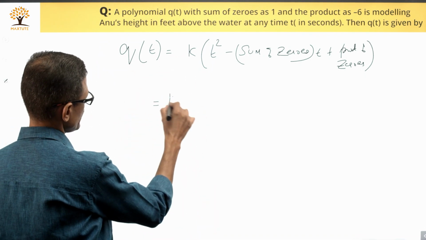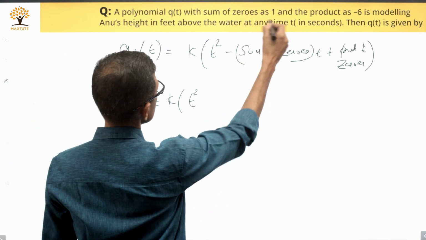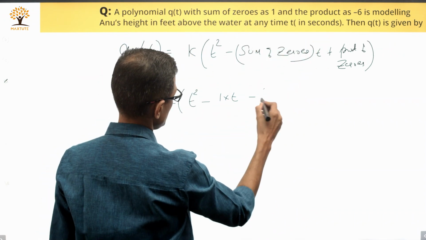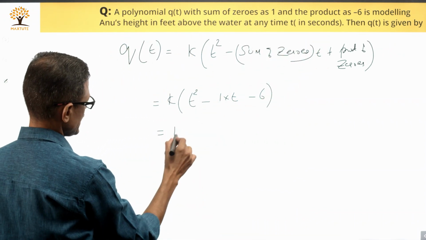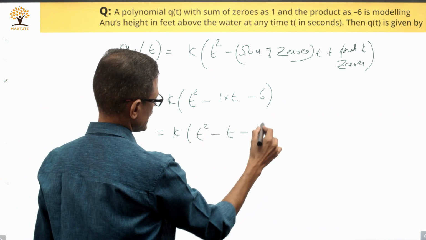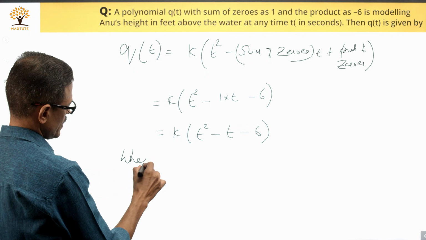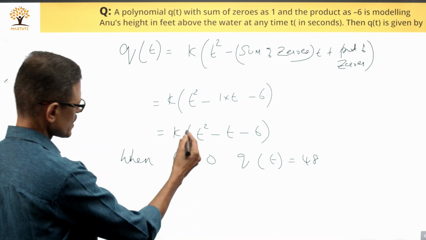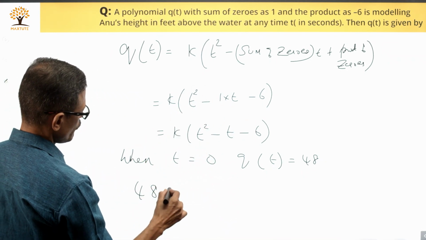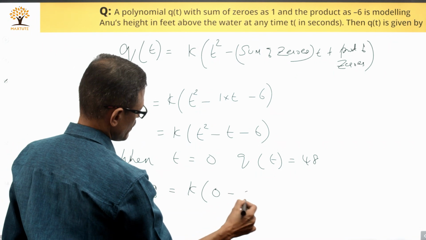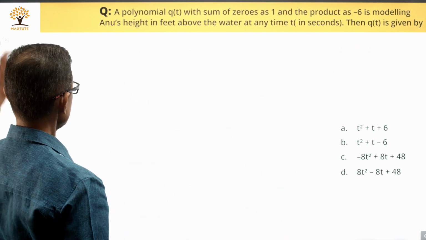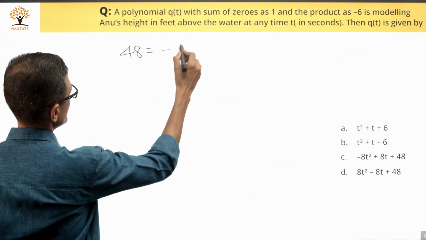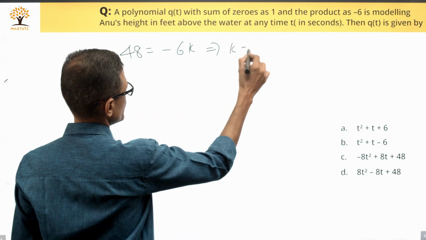So q of t is equal to k into (t square, sum of zeros is equal to 1, minus 1 into t plus product of zeros, which is minus 6). So this is k into (t square minus t minus 6). We know when t is equal to 0, q of t is equal to 48. Substitute t is equal to 0 and q of t is equal to 48. 48 is equal to k into (0 minus 6). So that translates to 48 is equal to minus 6k, or k is equal to minus 8.